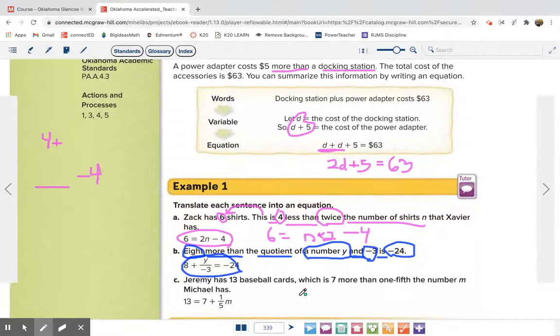Okay, Jeremy has 13 baseball cards, which is 7 more than 1/5 the number M that Michael has. Okay, that sounds pretty confusing when you read it. So let's go back and break it down. He has 13 baseball cards.